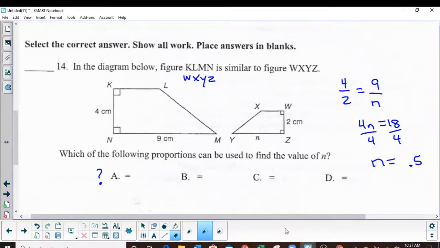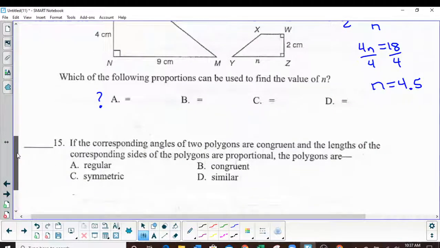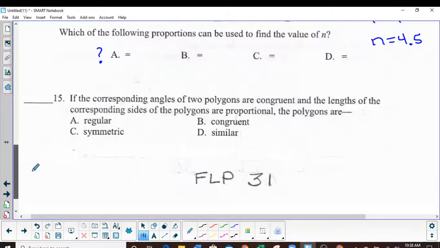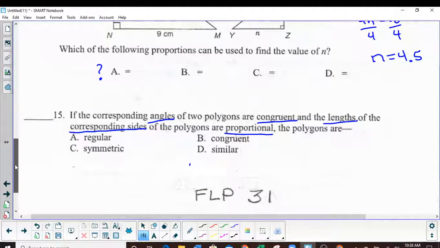Okay, let's go down and look at this last one. I think it's the last one, yeah, 15. It says, if the corresponding angles of two polygons are congruent, let's underline this, angles are congruent, and the lengths of the corresponding sides of the polygons are proportional, the polygons are, and this is what we just did up here, okay?